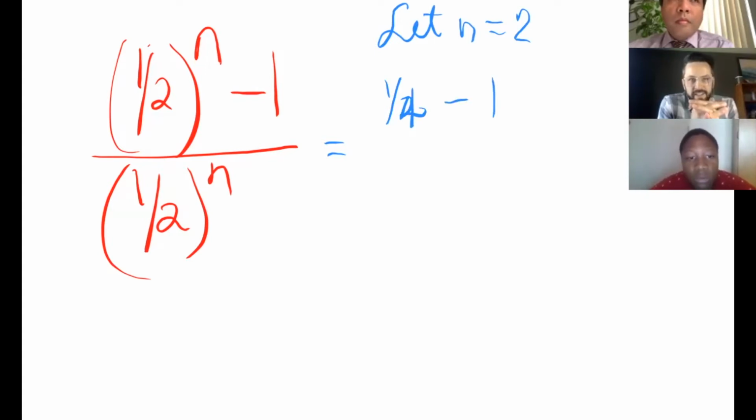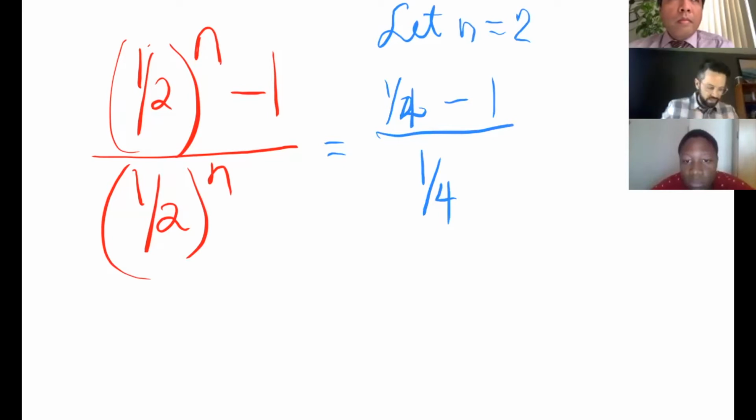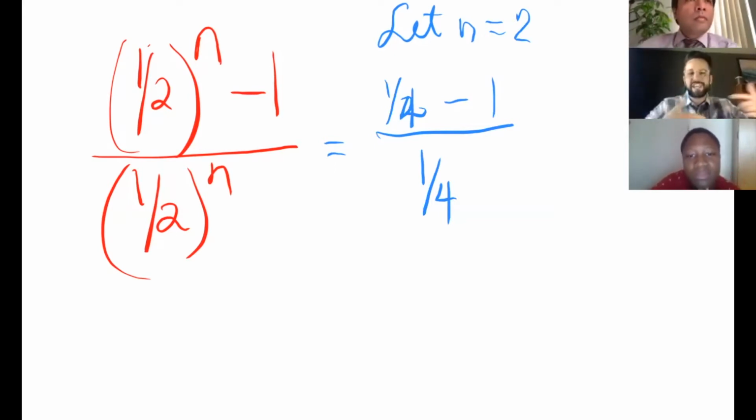And then over 1/4. Okay. Is that looking like what you want? No. So what tells you it's not what you want, and what modification might you make to your generalization? You're doing so good. Keep going.